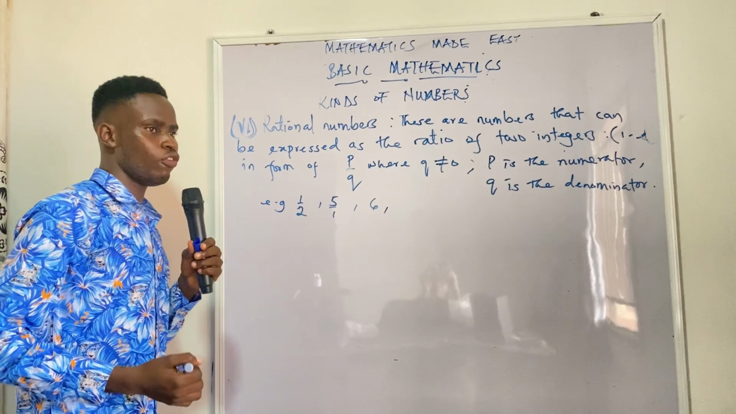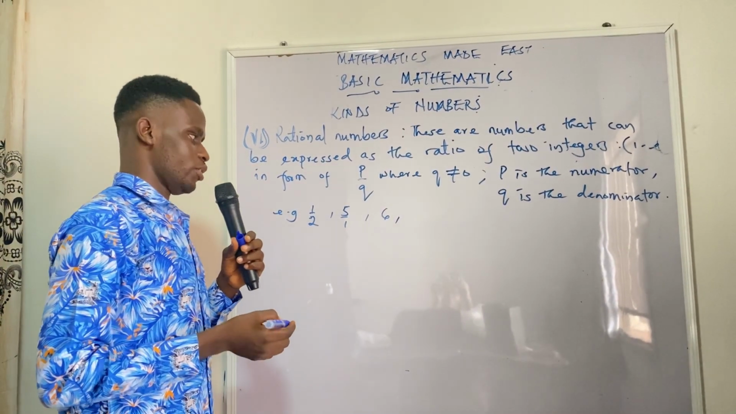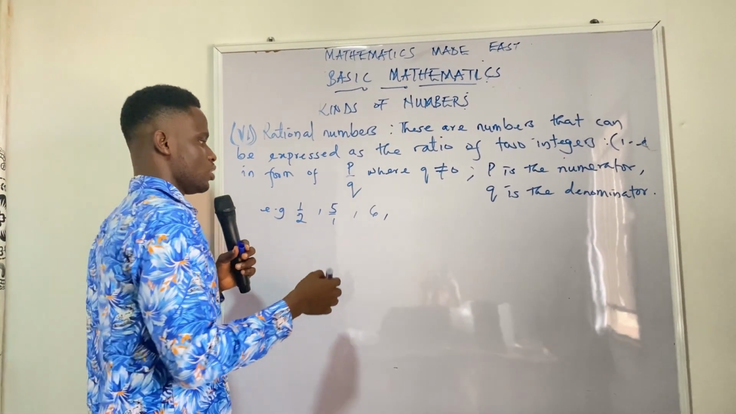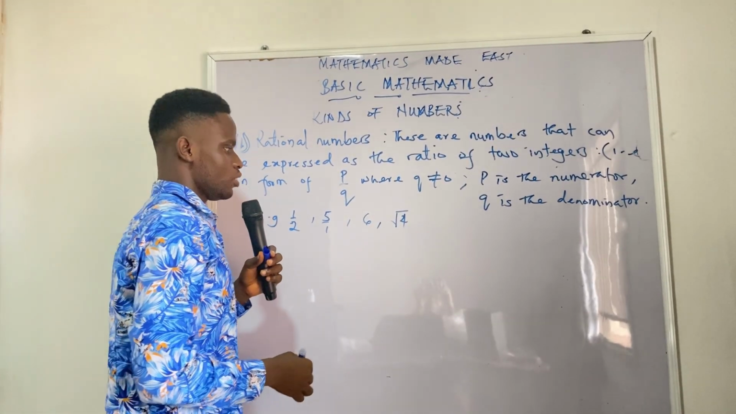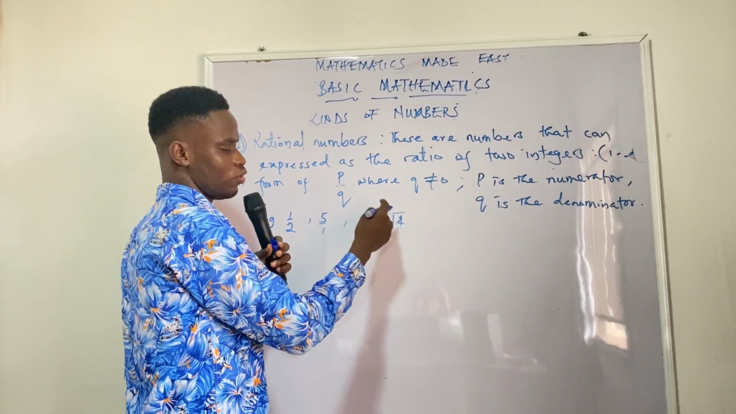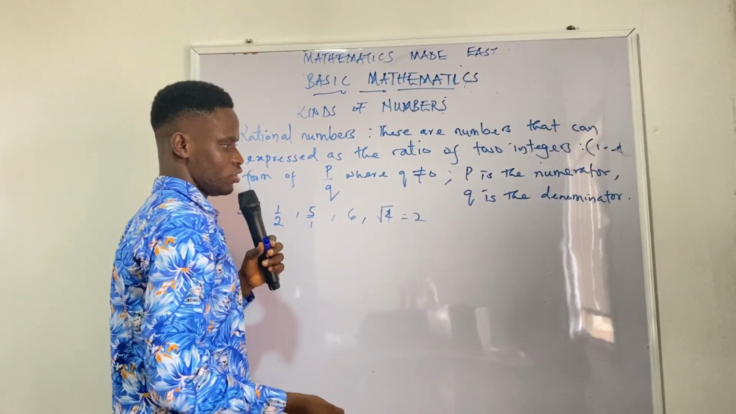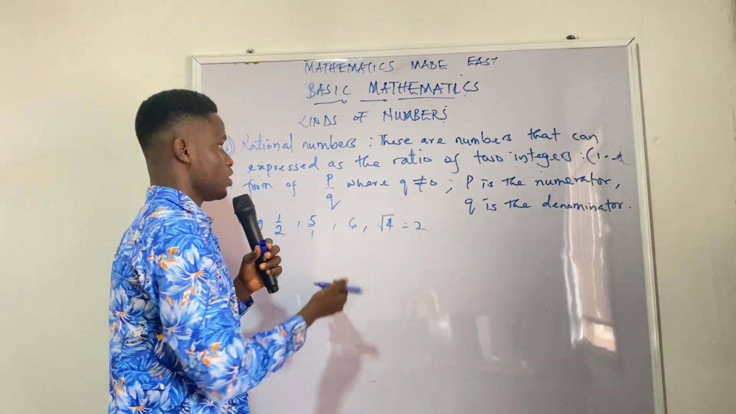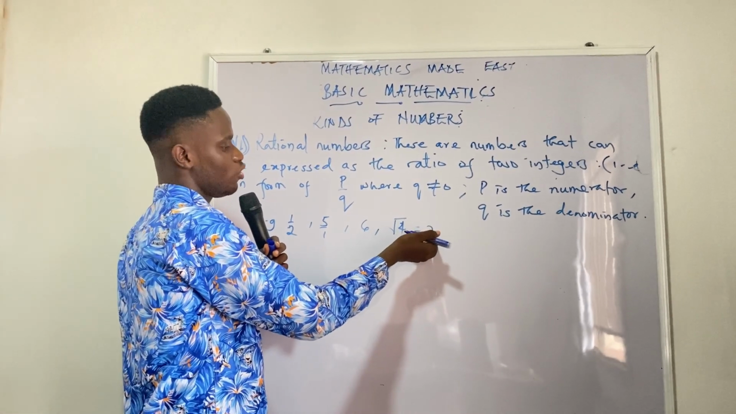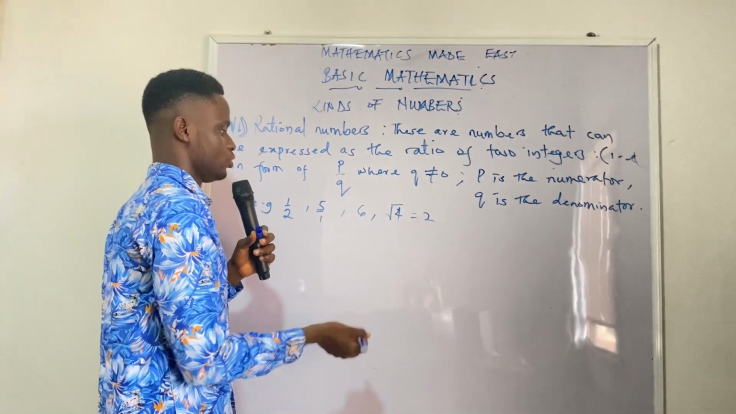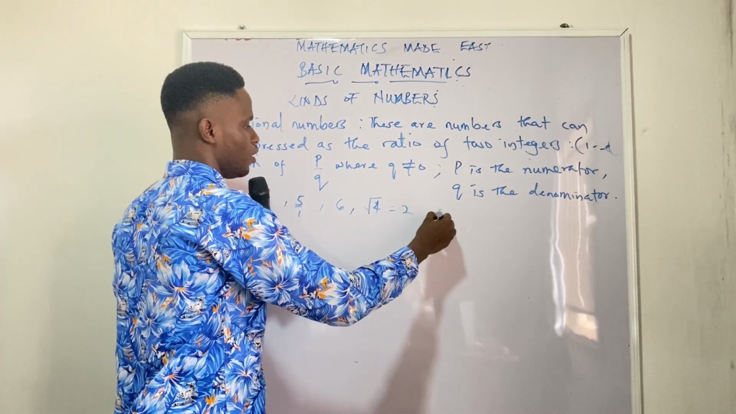You can also see them in the form of roots. Like if you have the square root of 4. Now the square root of 4 is written as 2. So you should know that the square root of 4 is also a rational number. Why? It results in a whole number, and a whole number can always be expressed as a fraction. And so on like that, 3 over 4.